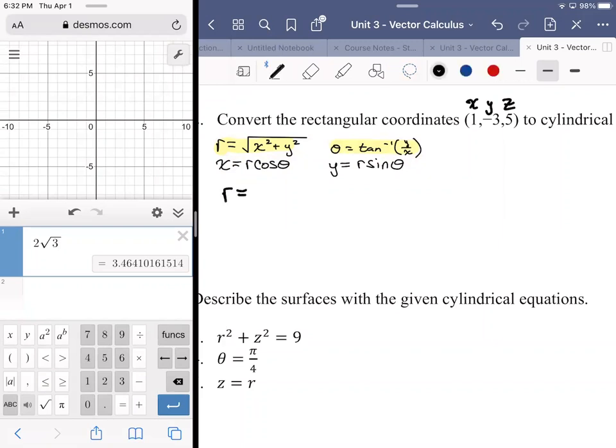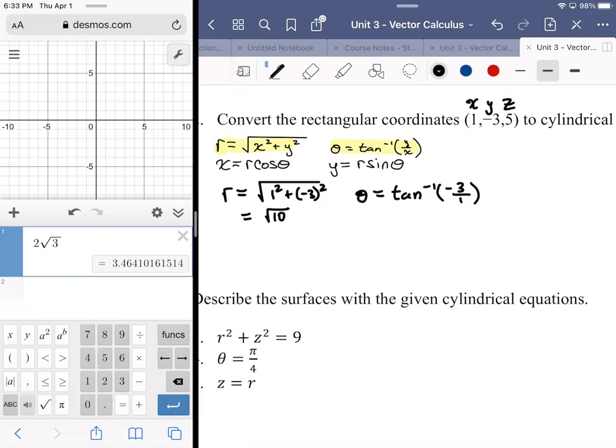So r is going to be equal to the square root of 1 squared plus negative 3 squared. So 1 plus 9 is 10, so root 10. Then theta is going to be equal to the inverse tan of negative 3 over 1, inverse tangent of y over x. A little bit of a different story, not really a clean value. If it were a radical 3, we'd be in good shape, but it's just a negative 3.